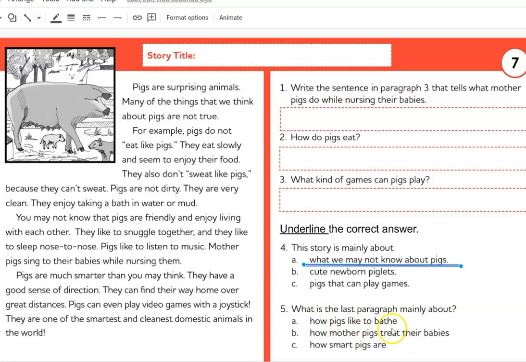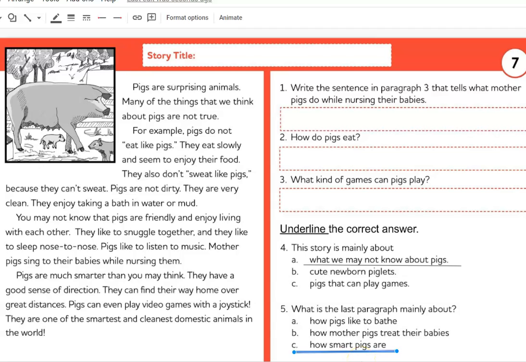So let's look at our choices. How pigs like to bathe? No, it doesn't talk about pigs bathing. B, how mother pigs treat their babies? Not in this paragraph. C, how smart pigs are? Yes, because it says pigs are much smarter than you may think. So I'm going to go to my line tool, and I'm going to underline how smart pigs are.